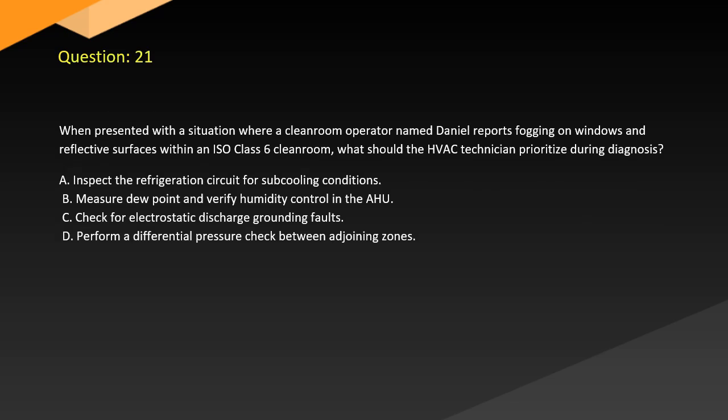Question 21. When presented with a situation where a cleanroom operator named Daniel reports fogging on windows and reflective surfaces within an ISO Class 6 cleanroom, what should the HVAC technician prioritize during diagnosis? A. Inspect the refrigeration circuit for subcooling conditions. B. Measure dew point and verify humidity control in the AHU. C. Check for electrostatic discharge grounding faults. D. Perform a differential pressure check between adjoining zones.